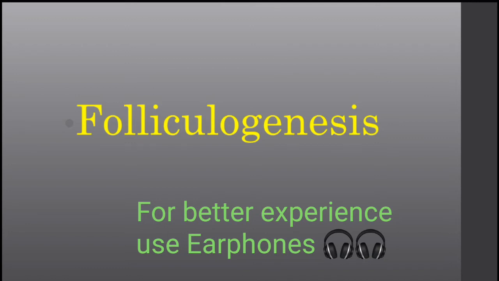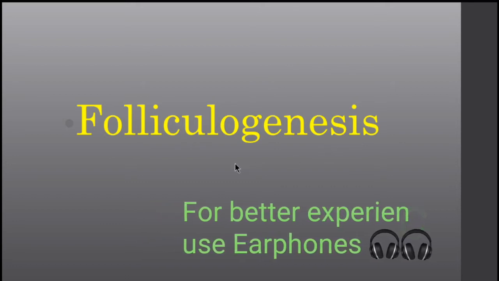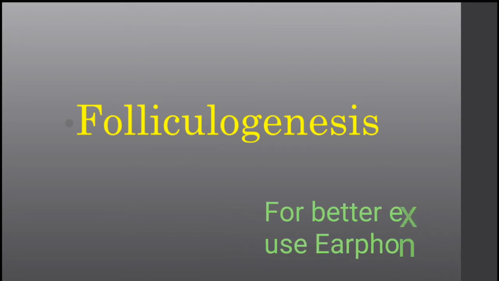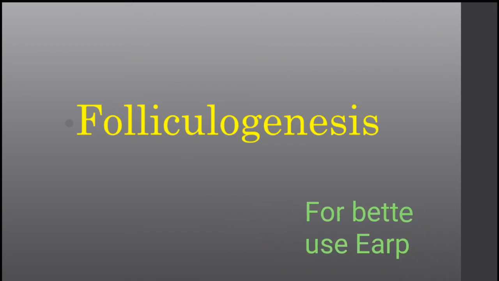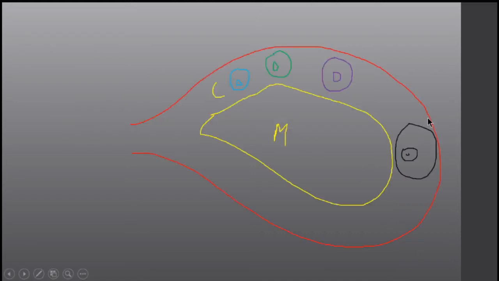So first thing, what is folliculogenesis? The name suggests it: in this term, "folliculo" refers to the follicle, and "genesis" means the formation. So simply the definition is, the process of formation of follicles is called folliculogenesis. As we are talking about the ovary, folliculogenesis in the ovary is the process of formation of follicles in the ovary. We will see it over here.